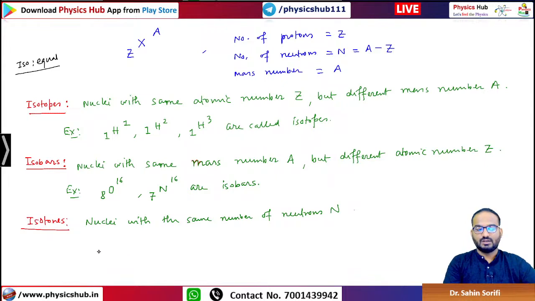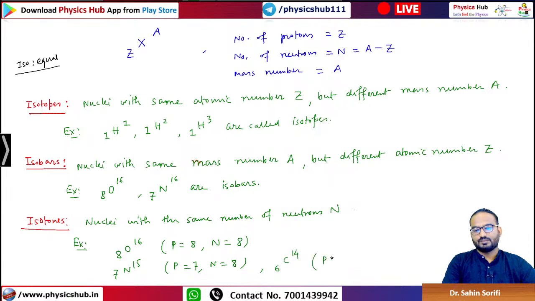If you take the example of, let's say, oxygen 8O16, how many protons are there? Proton number is 8, neutron number is 8. Then 7N15: here proton number is 7, neutron number is 8. Then 6C14: here proton number is 6, neutron number is 8. So for all of these, the neutron numbers are the same, so these are called isotones.